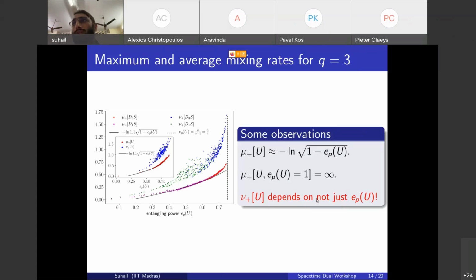So nu plus does not depend on just EP, but there will be some other invariants on which it will depend. And so far as we know, there are no other invariants to characterize dual unitaries apart from the entangling power or operator entanglement of EU, because operator entanglement of EU is maximum, is just maximum operator entanglement.